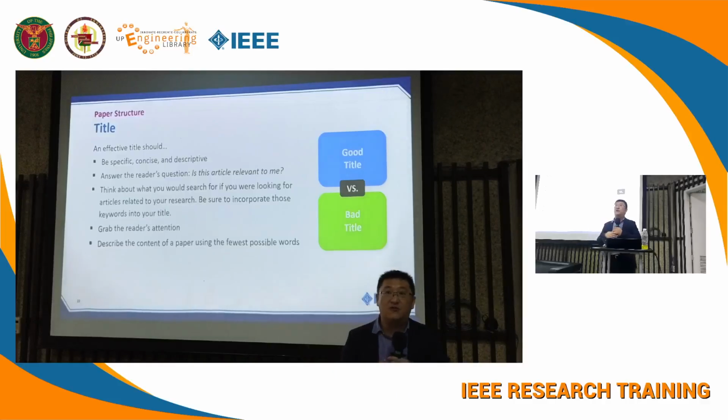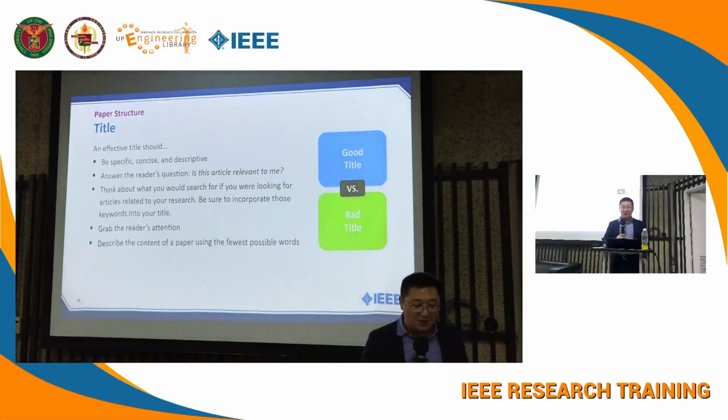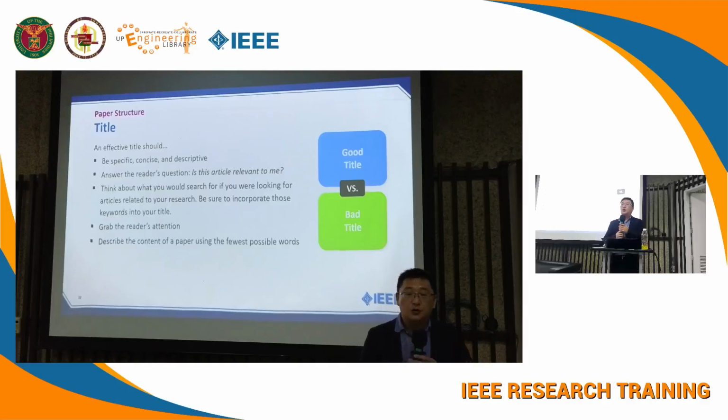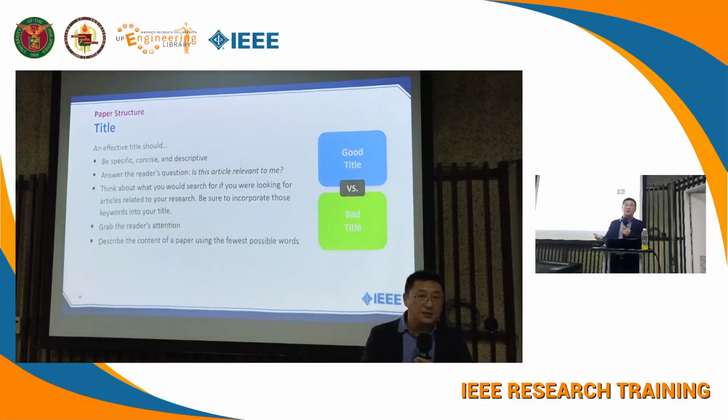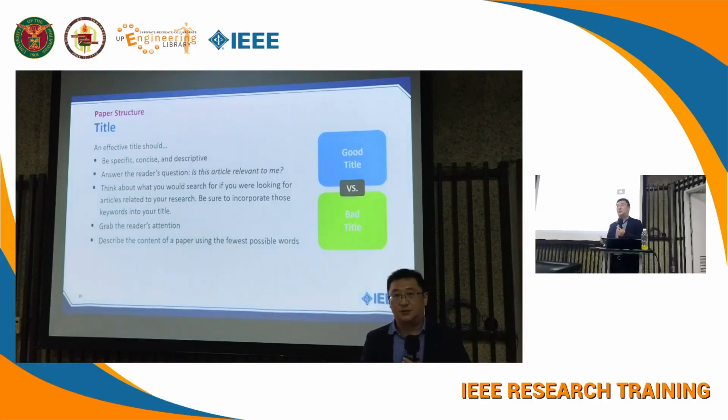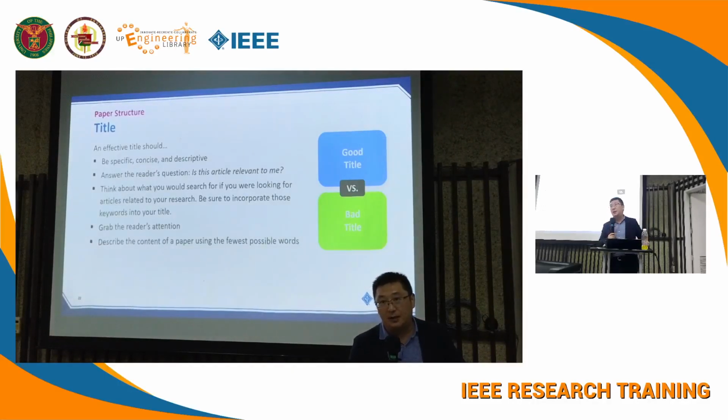When you are searching for publications, I'm sure you ask the question, is this article relevant? Should I read this article? So your title should also answer the same question for your readers: is this article relevant to me? One of the very simple tricks is to use keywords in the title to represent the subject relevancy of the research topic.